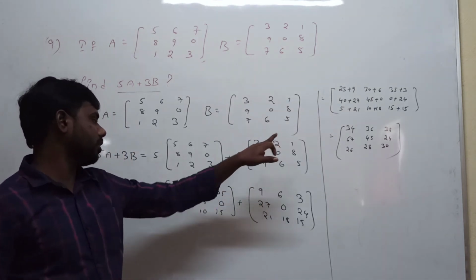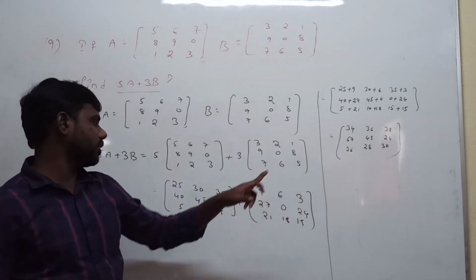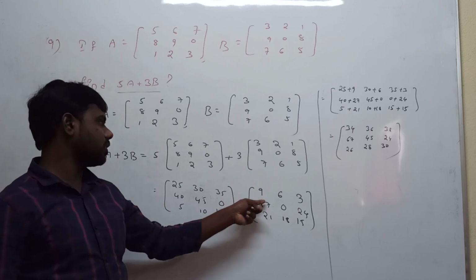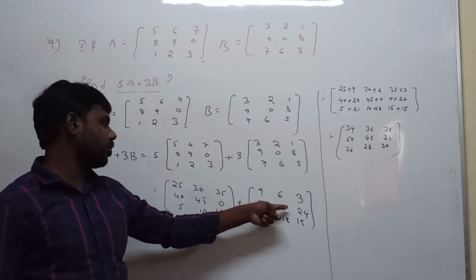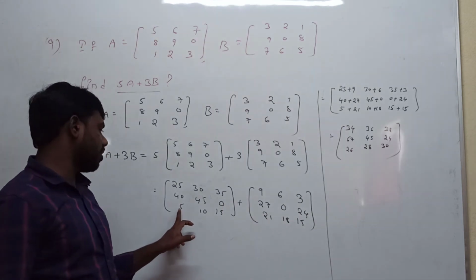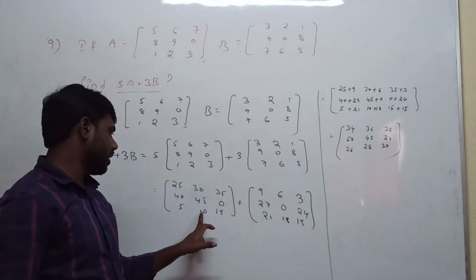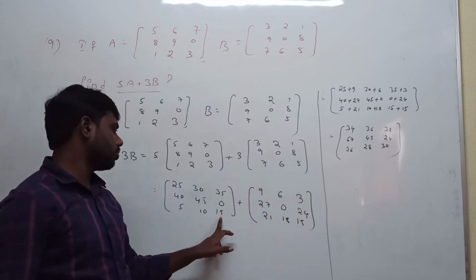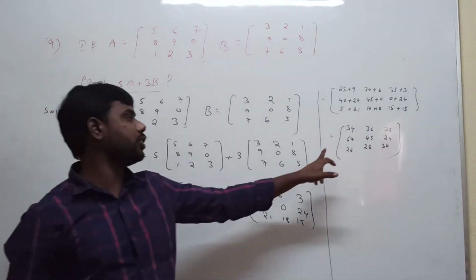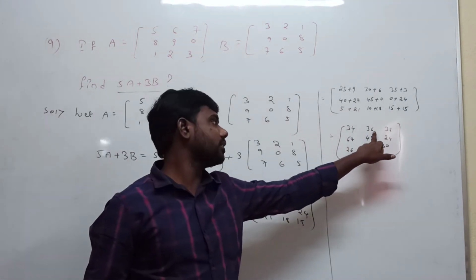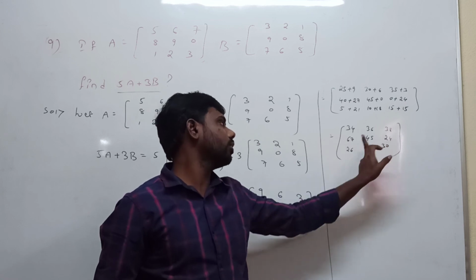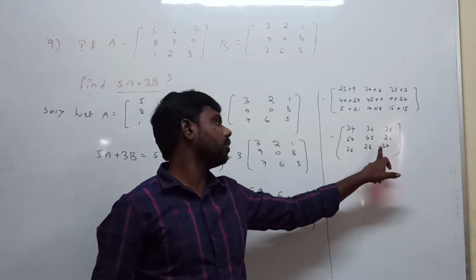25 plus 9 value is 34, 30 plus 6 value is 36, 35 plus 3 value is 38. Now second row, 40 plus 27 value is 67, 45 plus 0 is 45, 0 plus 24 value is 24. Next third row, 5 plus 21 value is 26, 10 plus 18 value is 28, 15 plus 15 value is 30. So finally we got the answer: 5A plus 3B is equal to 34, 36, 38, 67, 45, 24, 26, 28, 30.